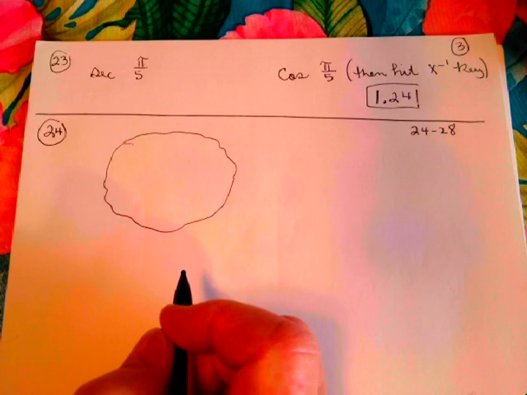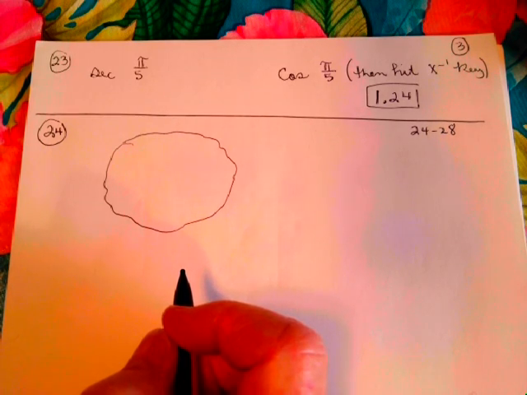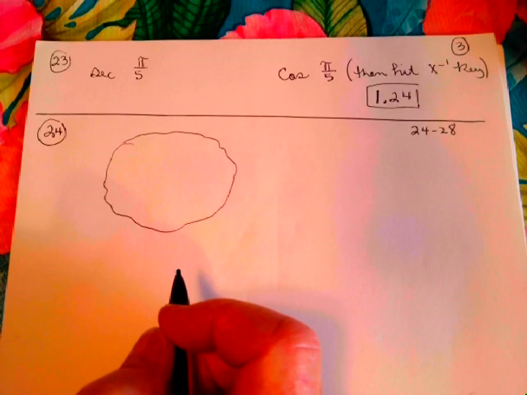We're now working on problems 24 through 28 from the study guide for test 1. A surveyor is measuring the distance across a small lake.